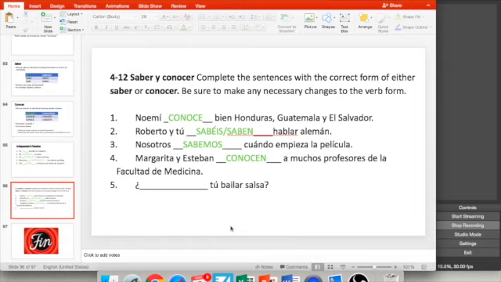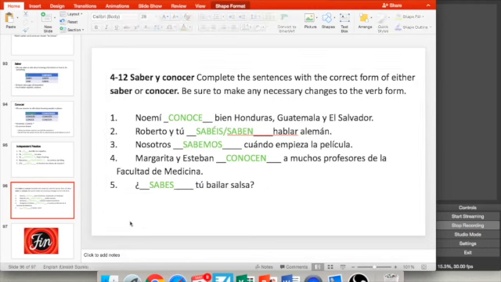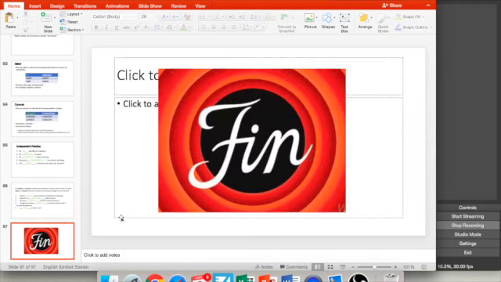And then number 5, blank tú bailar salsa. Do you know how to salsa dance? We're talking about knowing how to do something, so we're going to use saber. And the tú form of saber should be sabes. And as Bugs Bunny would say, that's all, folks.